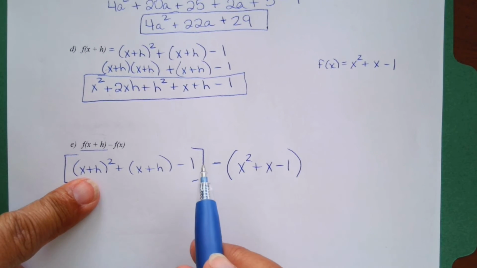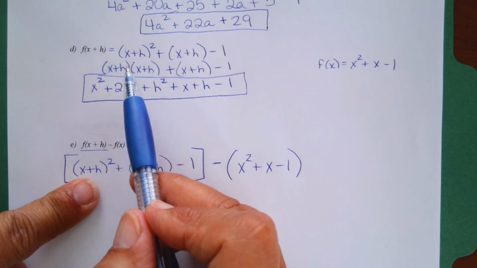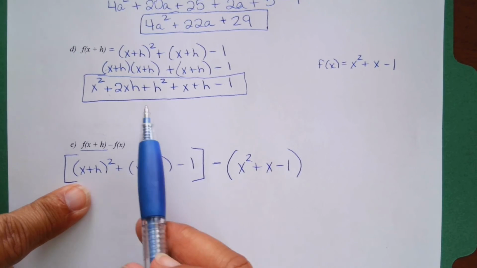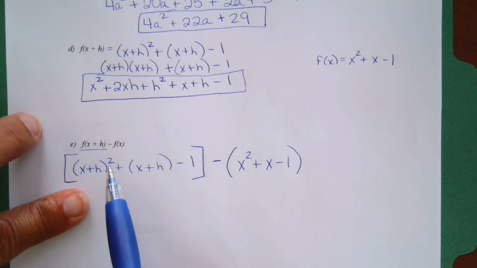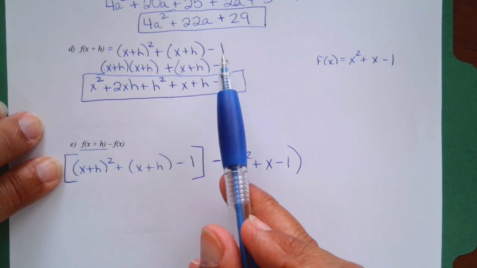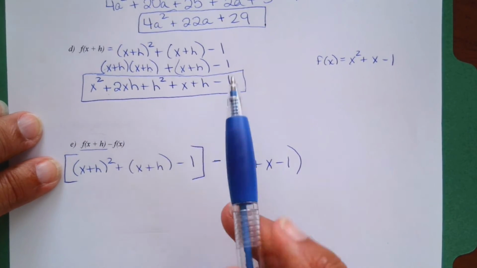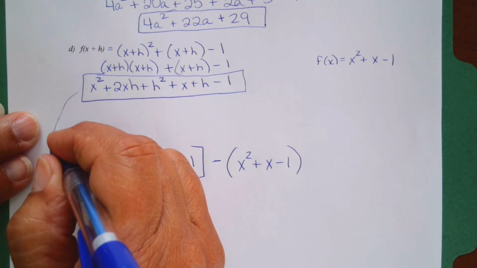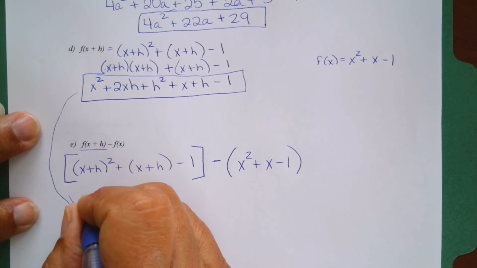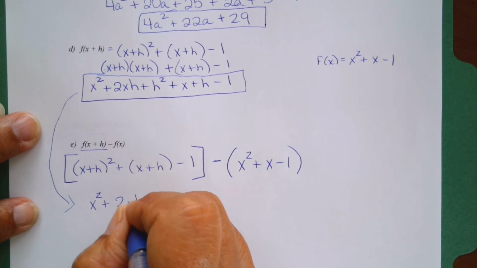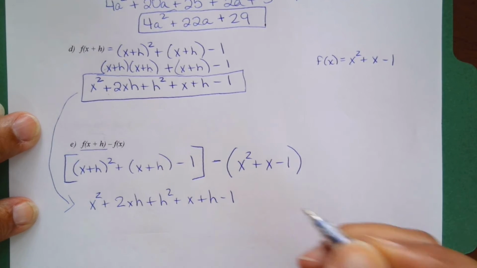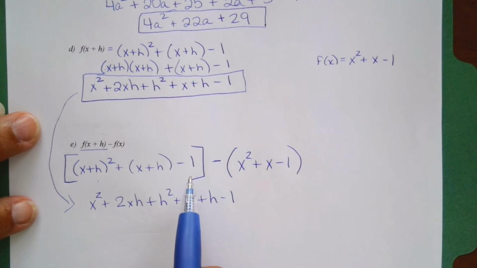Now, if I hadn't done this already, I would have to do it now, but I am not going to do this again. I already did it, and here's what we got, right? So I already know that what I have right here in the brackets is what's in the box there. That's exactly what we did up above. So I'm just going to bring it down here for this first part. Okay, so x squared plus 2xh plus h squared plus x plus h minus 1. So that's that part right there.